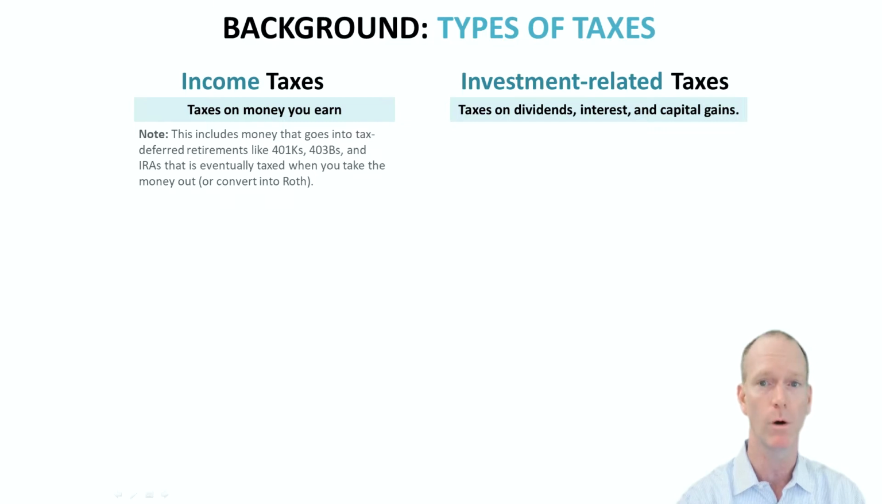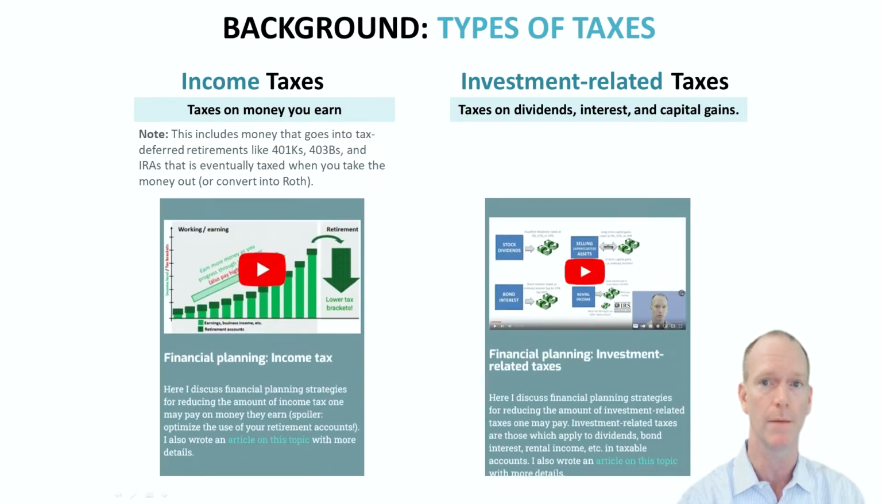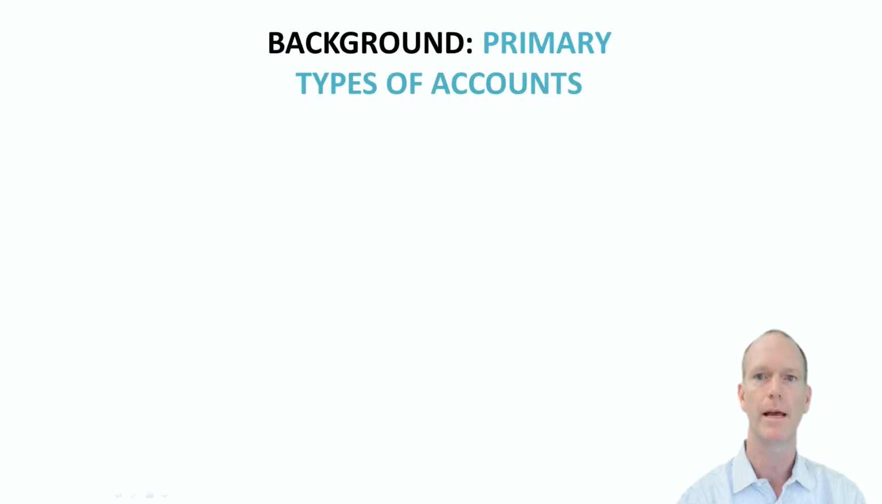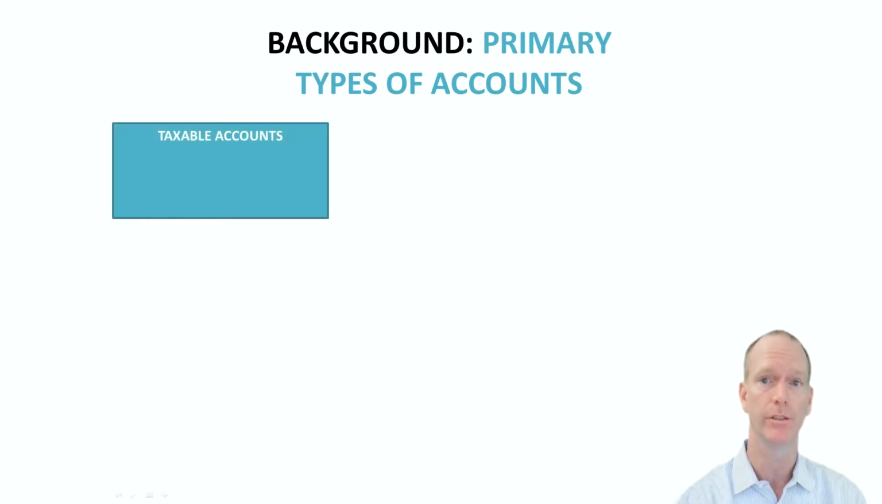If you haven't already watched my videos or read my articles on these topics, I encourage you to do so before watching this video. The other background topic I want to discuss focuses on the primary types of investment accounts you have. They each have different ways that they are taxed, and it's important to understand this in the context of asset location. The first type of account is the taxable account, and it's just that, taxable.